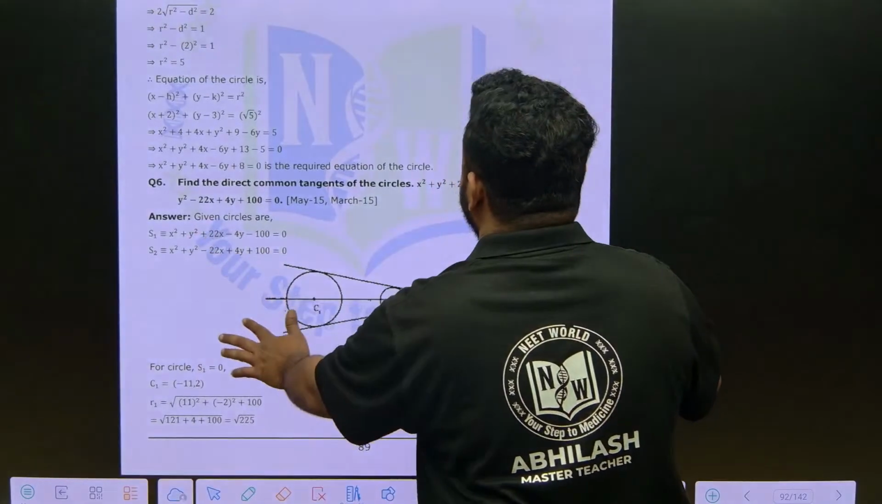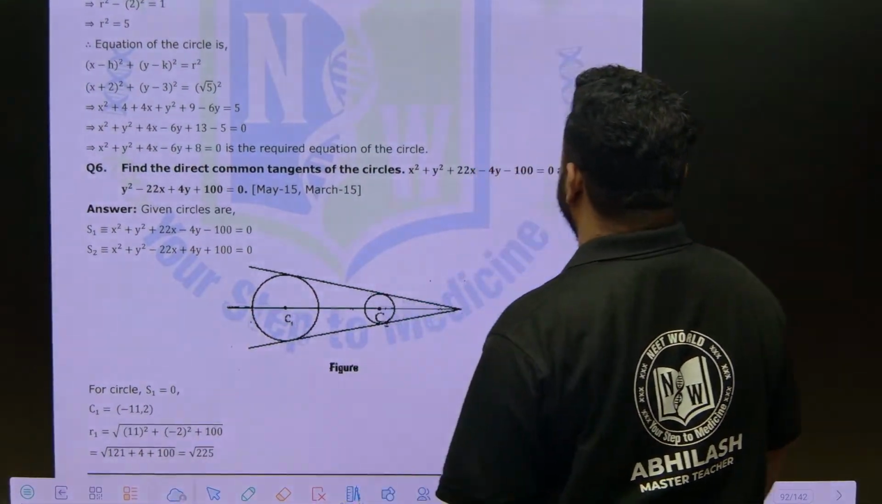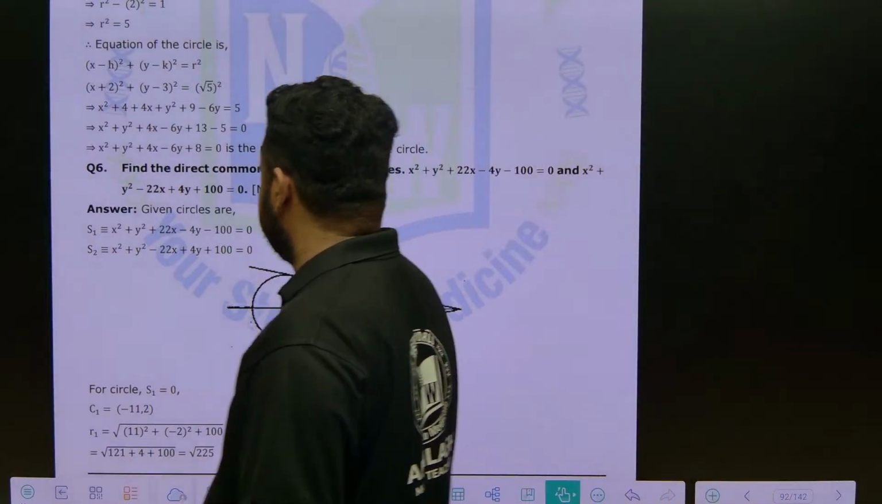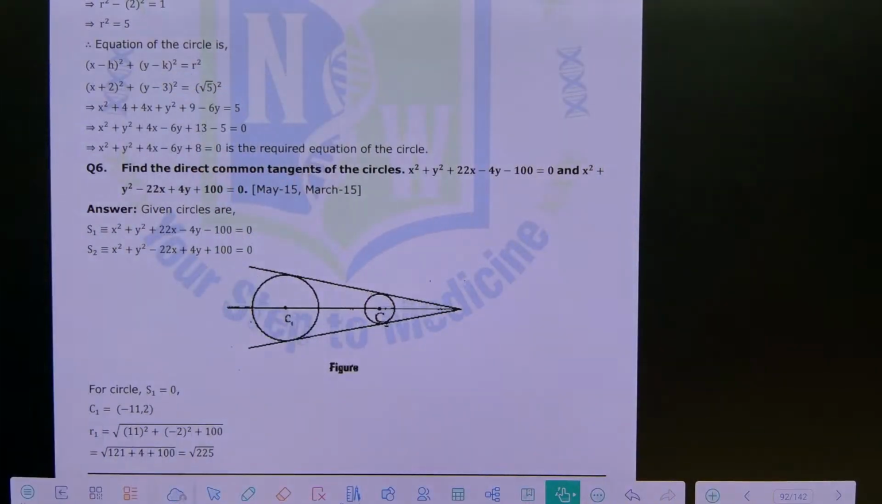Find the direct common tangents of the circles x square plus y square plus 22x minus 4y minus 100 is equal to 0, x square plus y square minus 22x plus 4y plus 100 is equal to 0. So this is the question that they have given. They are asking about the direct tangent. Earlier what we solved was the transverse tangent, this is the direct tangent, correct? So this is the direct tangent, friends.